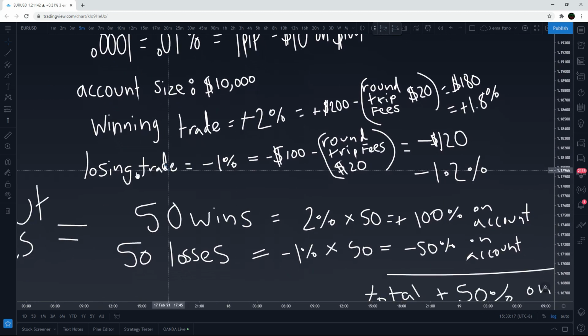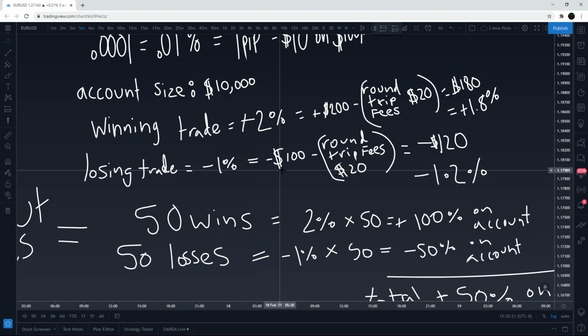Now with a losing trade, you lose 1%, so $100 of $10,000, but then you subtract round trip fees, $20, and it's minus $120, or minus 1.2% of your $10,000 account.